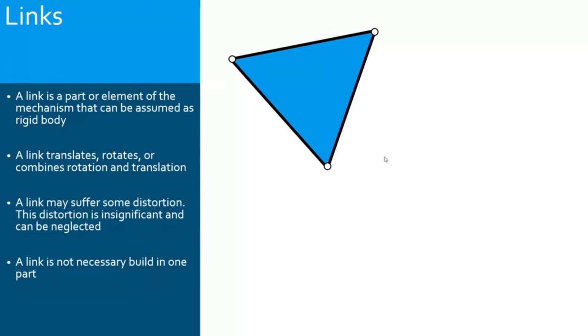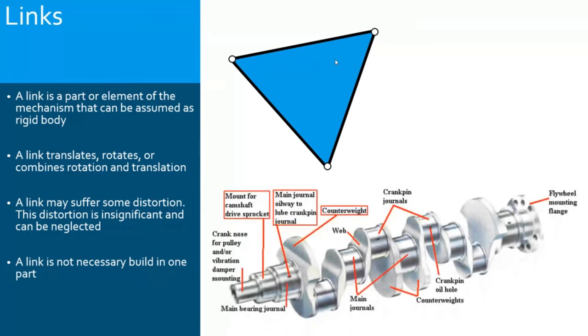So here I'm starting from three parts, but I am building from them one rigid body, because I have no relative motion. These three bars are originally three parts, but I can consider them as one link. Now, a real example: a camshaft or crankshaft in a car engine, with the flywheel and different parts. These parts are manufactured separately, but they are assembled in such a way that they do not allow any relative motion. So I will not consider each part as a link, as they will all move together.